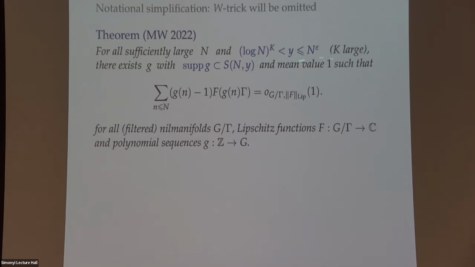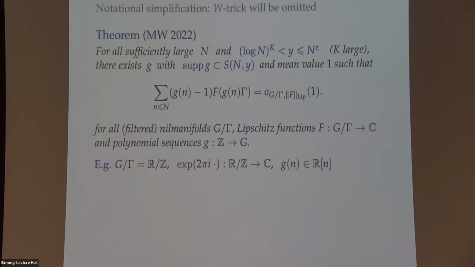and for every smoothness parameter y that lies between some fixed power of log n that is sufficiently large and a small power of n, we will show that there exists some weight function g with support in the y-smooth numbers, which is normalized to have mean value 1, and which has the property that it is orthogonal to all polynomial nilsequences. I don't want to define what nilsequences are in this talk.